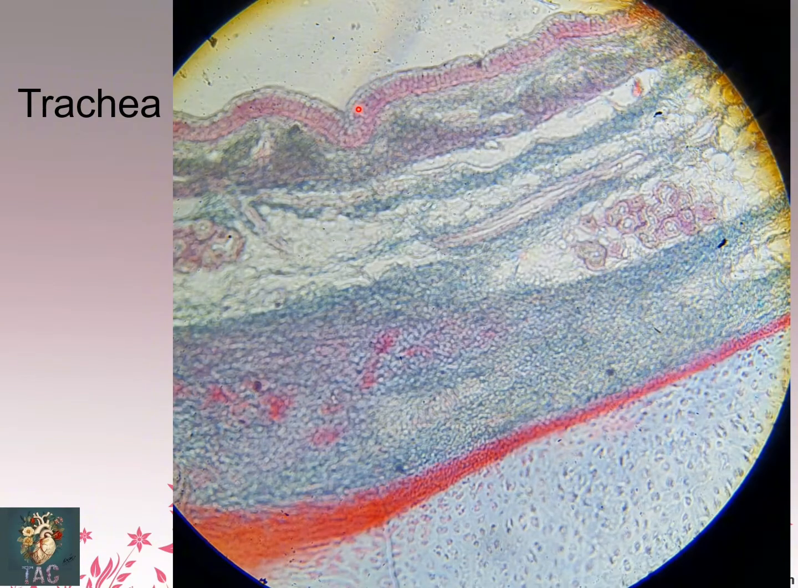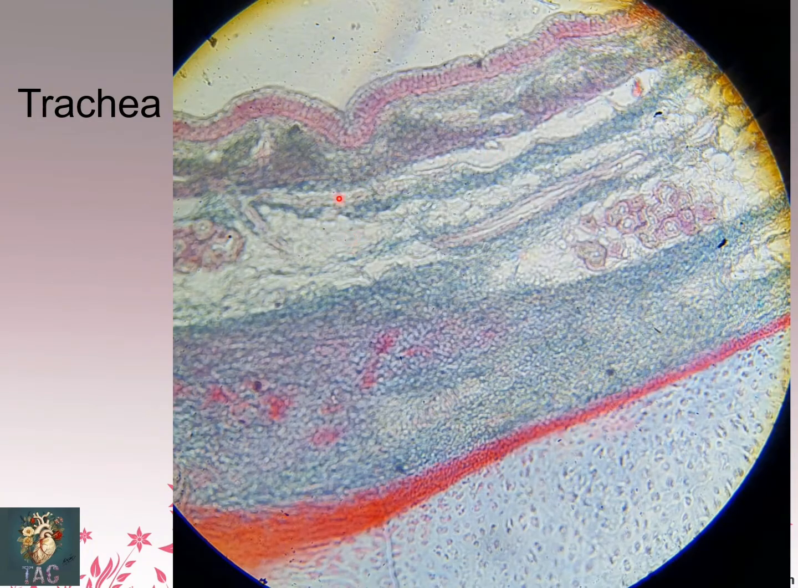First look at this. This is the mucosa, and the mucosa consists of the epithelium and the lamina propria. In this case, the epithelium is pseudostratified columnar ciliated epithelium, and the lamina propria is loose connective tissue. Beneath the lamina propria is the submucosa, and at the junction of mucosa and submucosa you can see the elastic membrane, which is formed by elastic fibers and is evident with a special stain for elastic fibers.